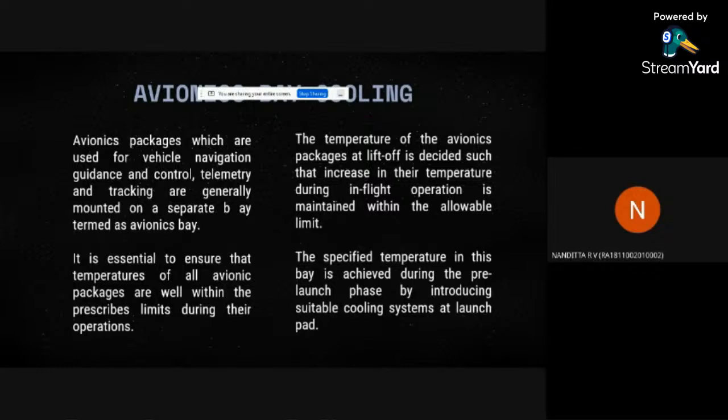It is essential to ensure that the temperatures of all avionics packages are within the prescribed limits during operation. As I told you, if the temperature is either too high or too low, it would affect the avionics bay cooling. The temperature of the avionic packages at liftoff is desired such that the increase in their temperature during the flight operations is maintained within the allowable limit. When a launch vehicle moves from pre-liftoff to liftoff, there will be temperature and pressure variations, which should also be considered while designing the avionics bay cooling. The specified temperature in this bay is achieved during the pre-launch phase by introducing suitable cooling systems at the launch pad.